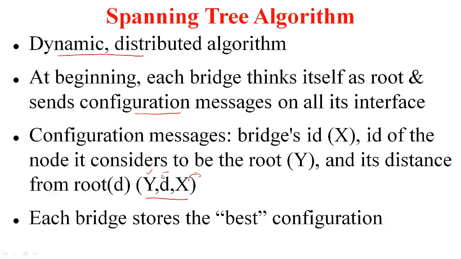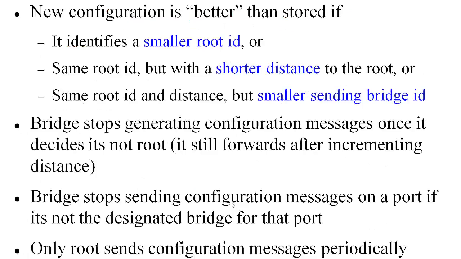Now, each bridge is going to receive such configuration messages from its neighbors, and based on that it is going to store the best configuration. What do I mean by best configuration? Any configuration is better than the one that is stored if it identifies a smaller root ID, or the same root ID but it is at a shorter distance to the root, or same root ID and distance but a smaller sending bridge ID.